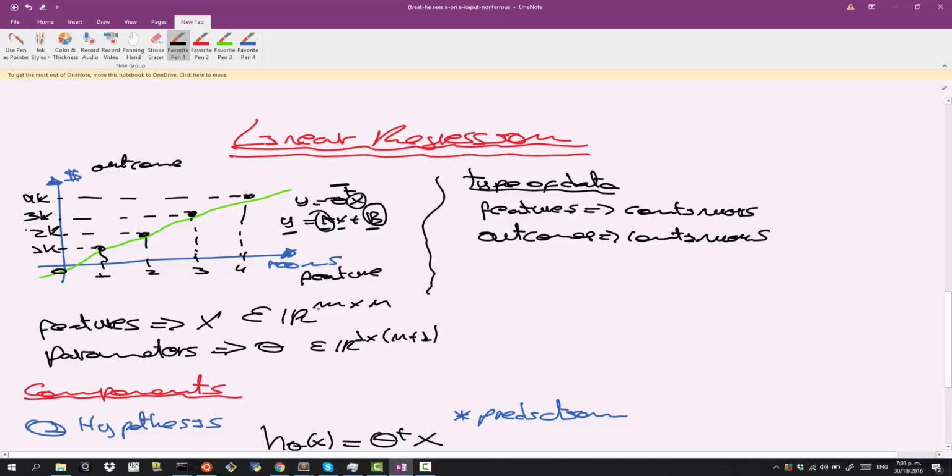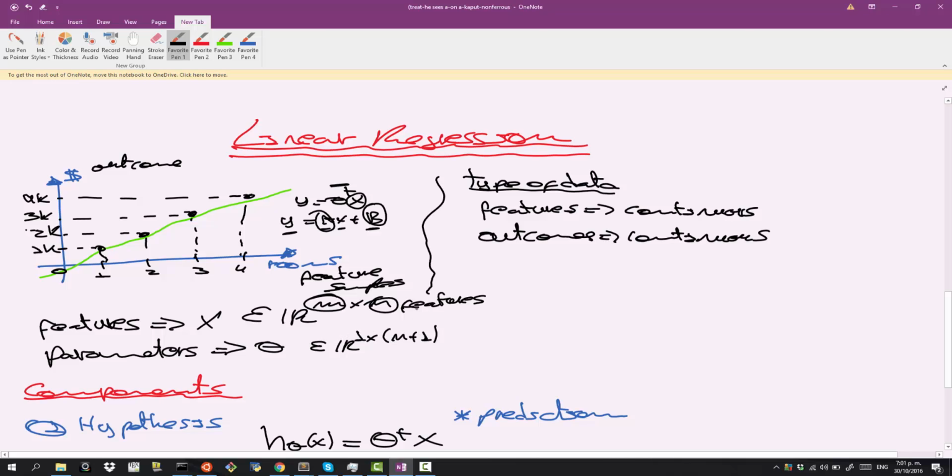So x belongs to a vectorial space of m times n, where m is the number of samples or observations that we get from our problem, and n is the number of features. So this n can have many dimensions. There are problems in which they use even 1,000 features in order to predict something. Okay, and the parameters, which are denoted by theta, belong to a vectorial space of one row times n plus one columns.